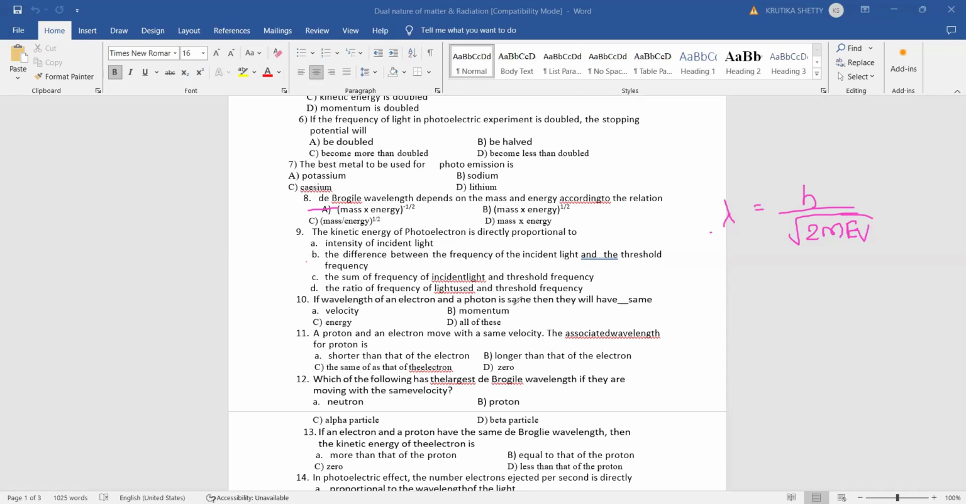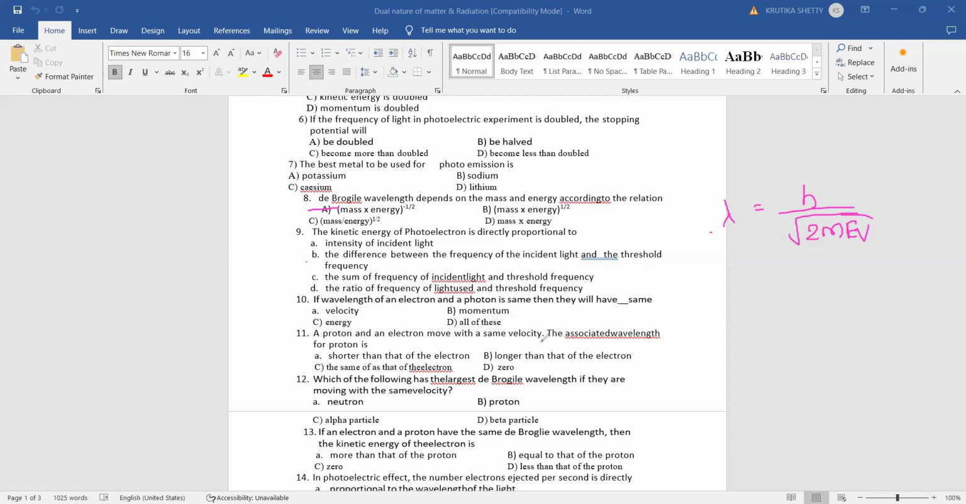If the wavelength of an electron and a photon is the same, then they will have the same what? Wavelength of the electron and photon is the same, then what is the same? Yes, option B is the correct answer. Option B, that is momentum, is the right answer. Go for question number 11, students.